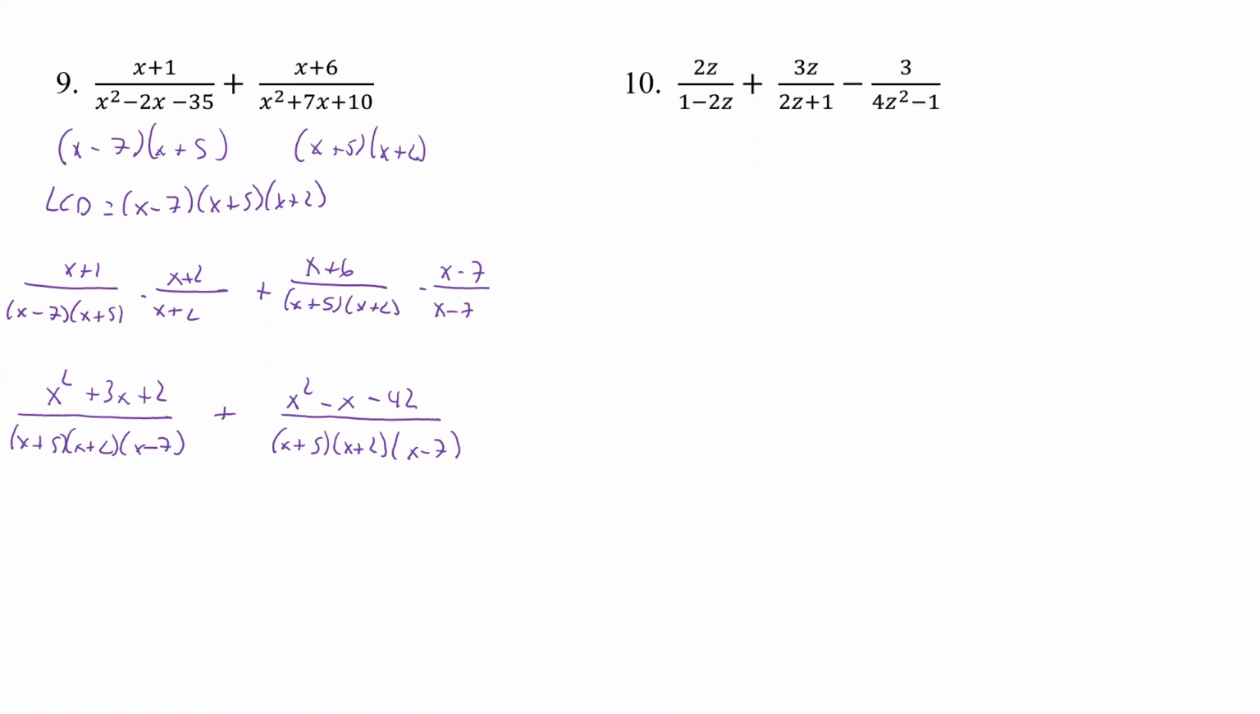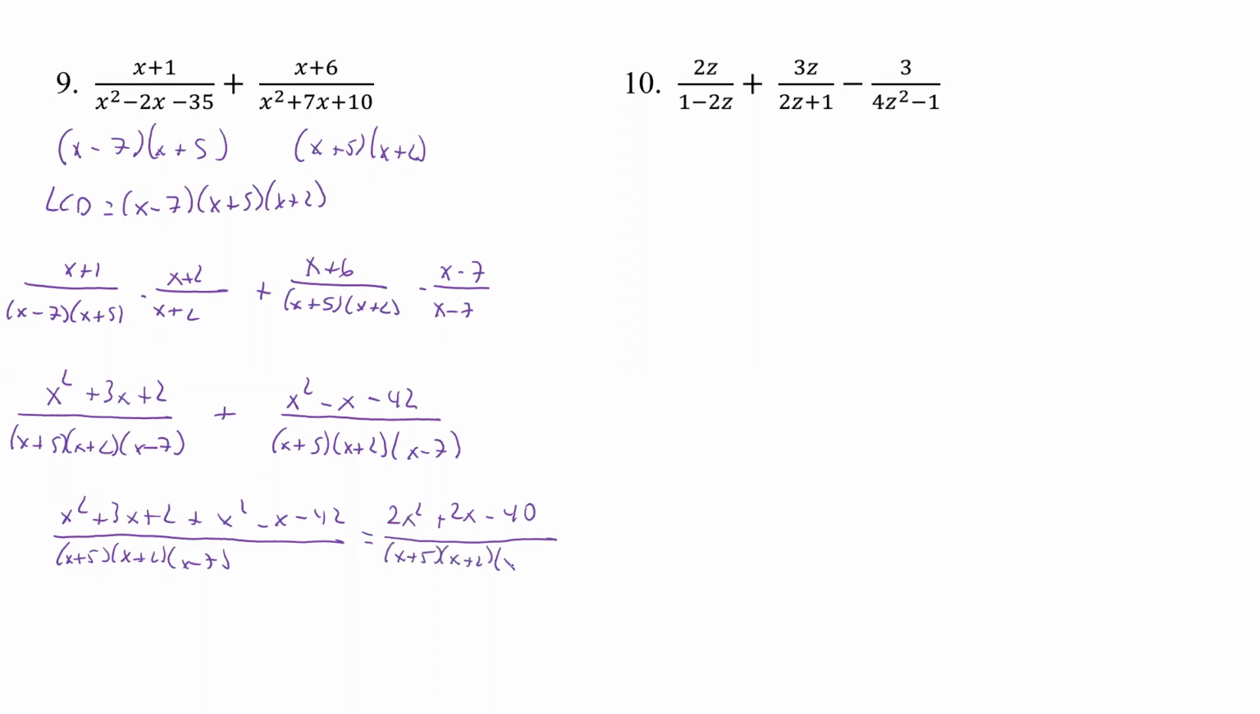And these are adding, so we just go straight across and add. So we'll have x squared plus 3x plus 2 plus x squared minus x minus 42 all over our (x + 5)(x + 2)(x - 7). So now we've got x squared and x squared, so that's going to give us 2x squared. We have 3x minus x, so that's going to be plus 2x. And we have 2 minus 42, so it's going to be minus 40. Okay, and then that's all over our (x + 5)(x + 2)(x - 7).